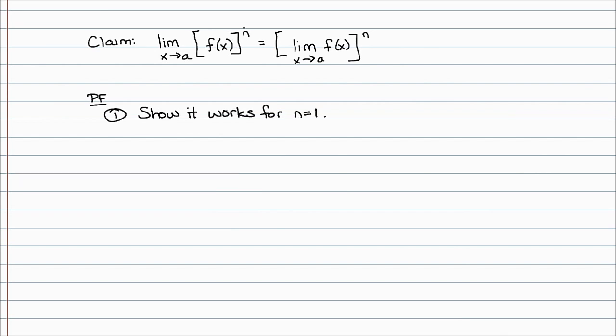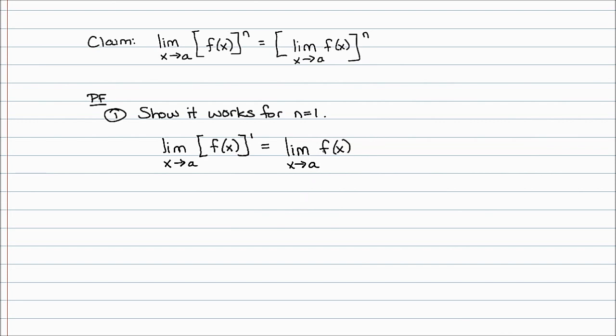Since we're dealing with n's here, let's see that it works for n equals 1. This is just showing that we can push the first domino, that it actually will work for the first domino. So the limit as x approaches a of f of x to the, instead of n, I'm going to write the first. Let's see, what's a better way to write that? Well, a better way to write that is the limit as x approaches a of f of x.